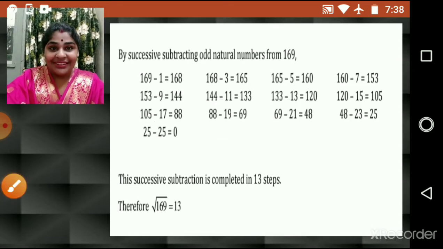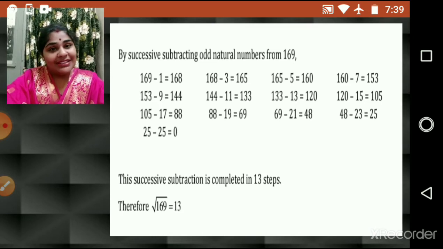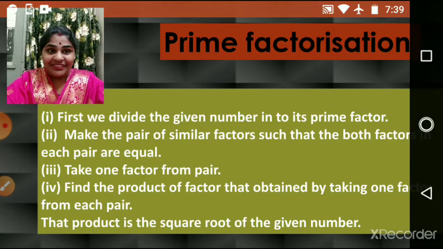Easy, children. You have to just subtract successive odd numbers starting from 1 until you get 0, and just count in how many steps you got 0, and that number is your square root of the given number. So let us proceed with the next one.